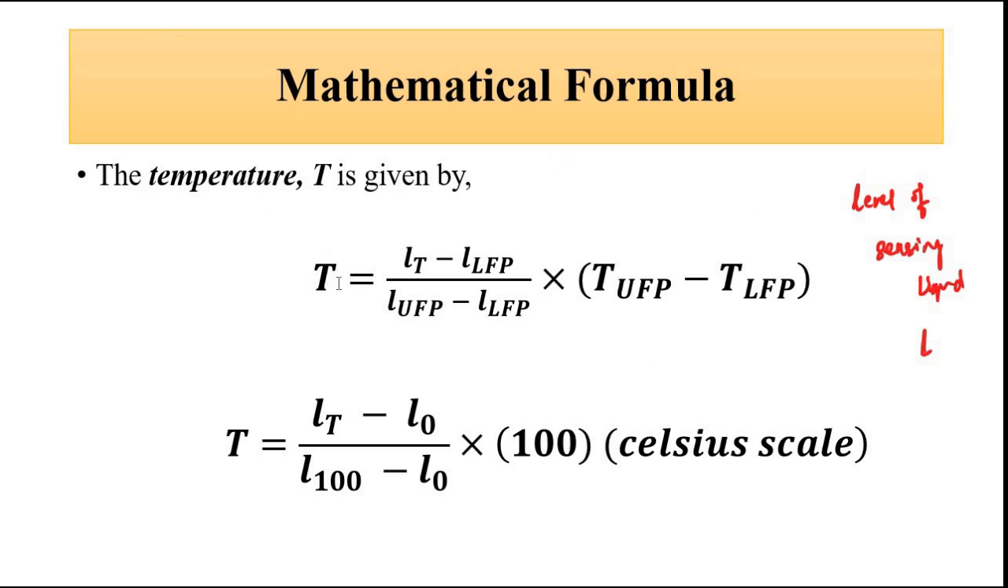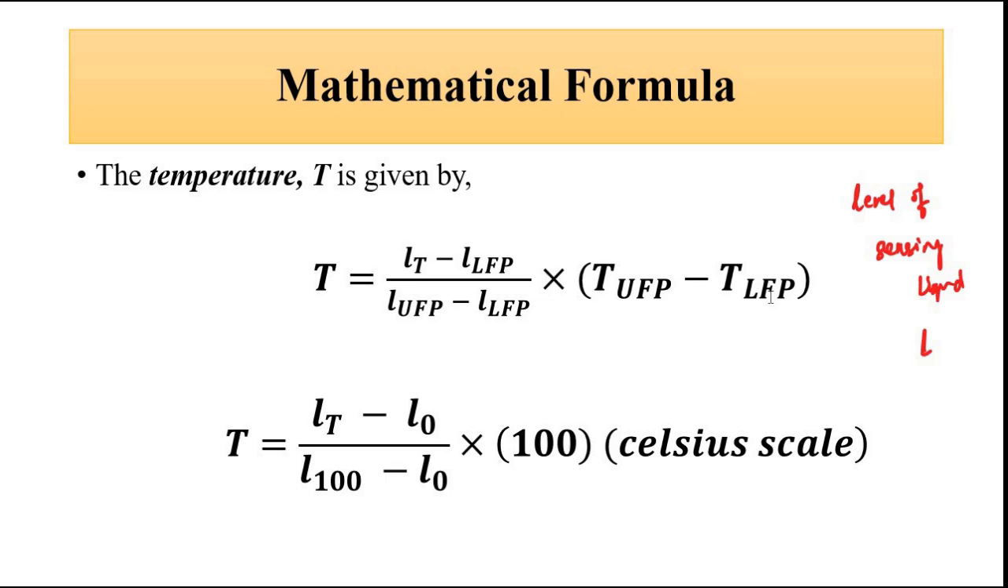The specific temperature reading which we get, which we'll call capital T, is equal to the level of the liquid at that specific temperature, LT, minus the level of the liquid at the lower fixed point, divided by the level of the liquid at the upper fixed point, LUFP, minus the level of the liquid at the lower fixed point, multiplied by the difference between the temperatures at the upper fixed point and the lower fixed point.